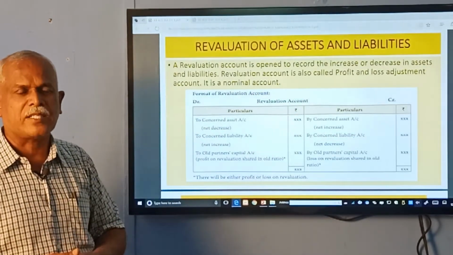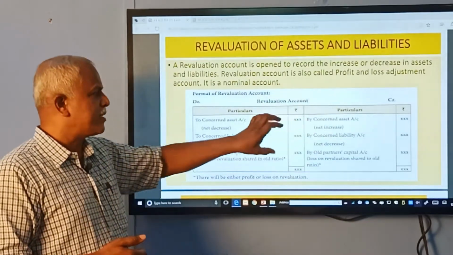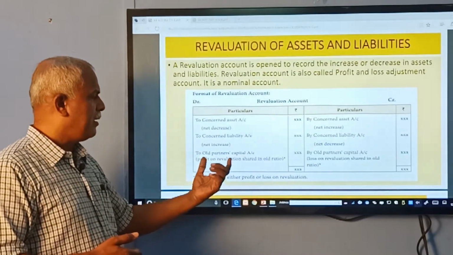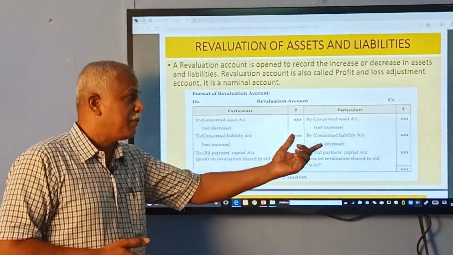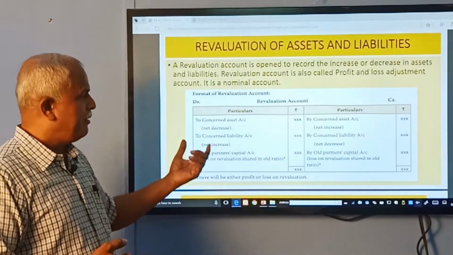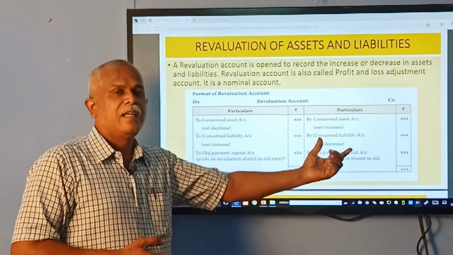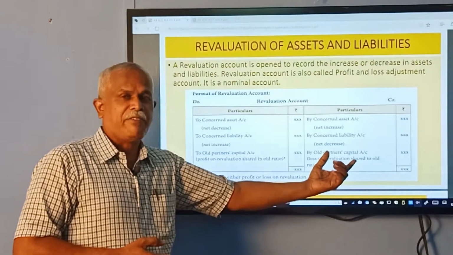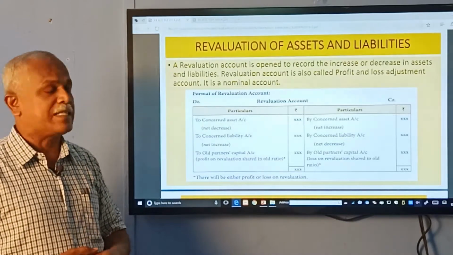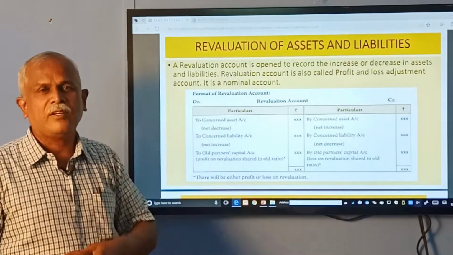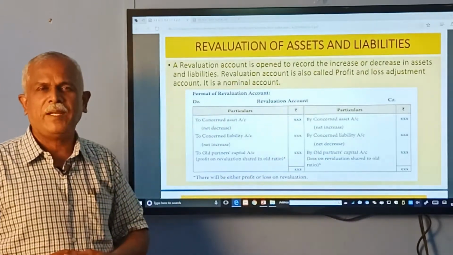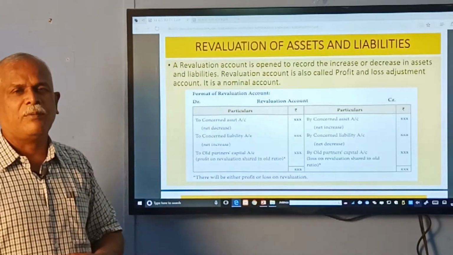Same as our profit and loss account, profit items on the credit side, loss items on the debit side, and we balance it out. If the profit items are more than loss items, we get revaluation profit. If the loss items are more than the profit items, then we get a balancing figure here, which is revaluation loss, which is ultimately transferred to old partners. If it is a profit, then we will credit the old partners. If it is here, that is revaluation loss, partners' capital account will be debited and revaluation account will be credited.